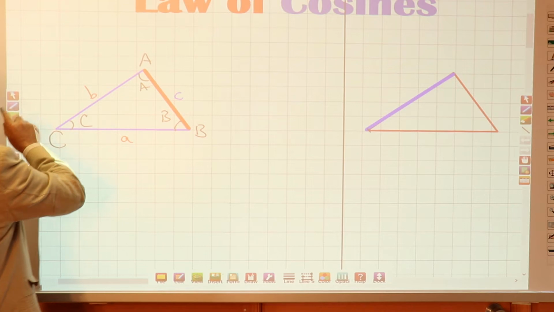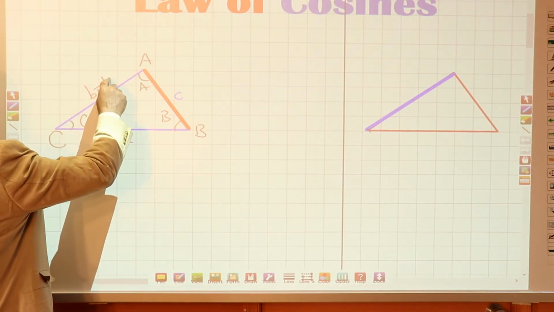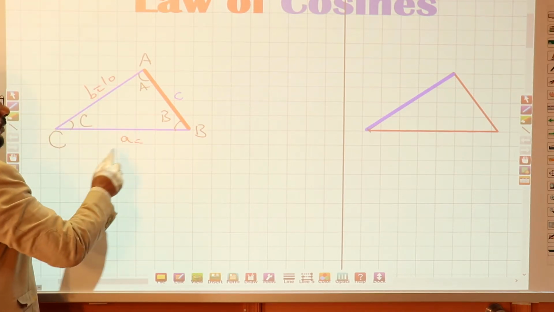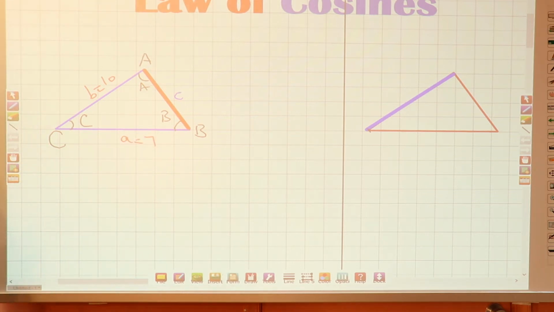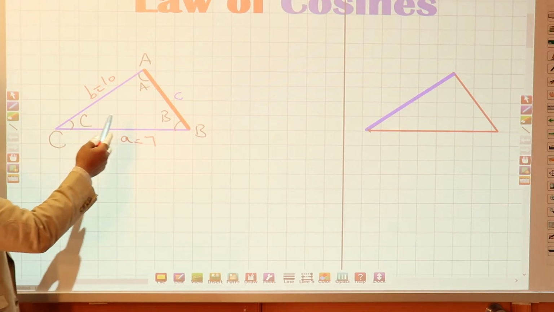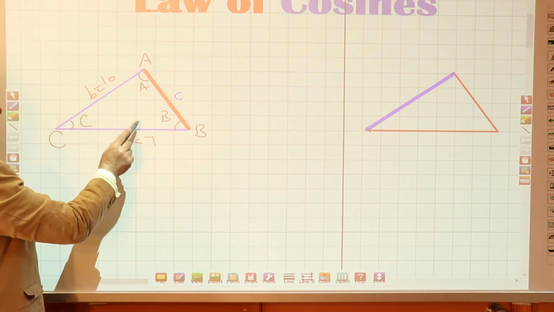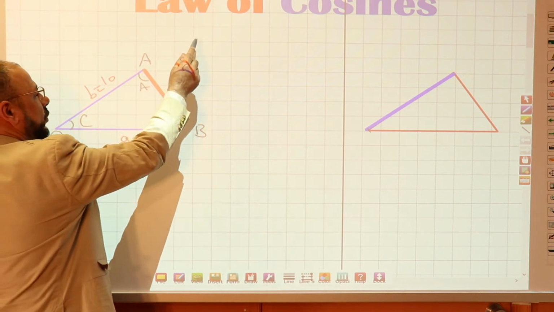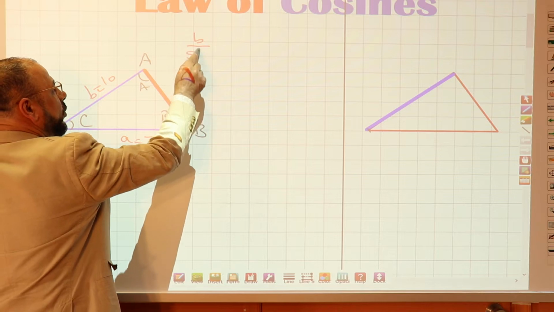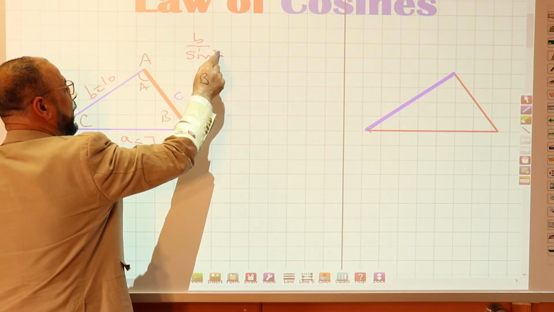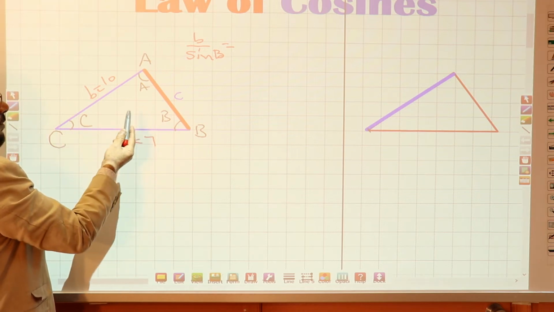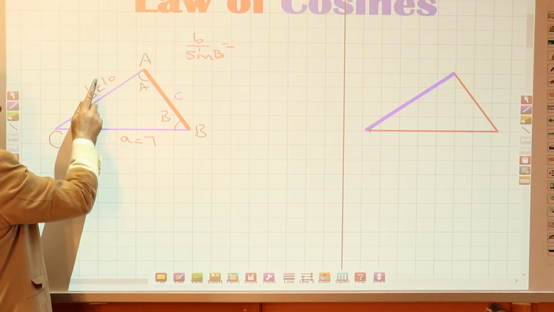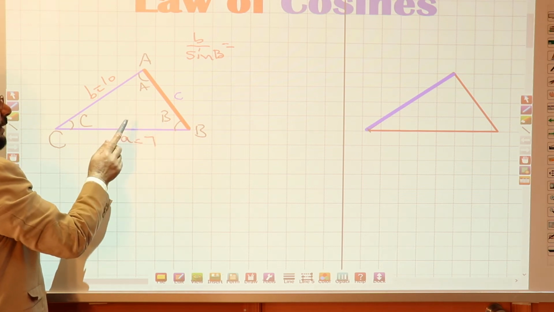Now if b equals 10 and a equals 7, applying law of sine will not help me. I'm going to show you. With law of sine, the side 10 is b over sine B equals c over sine C. It's impossible because we know the value of b, but we don't know the angle B.